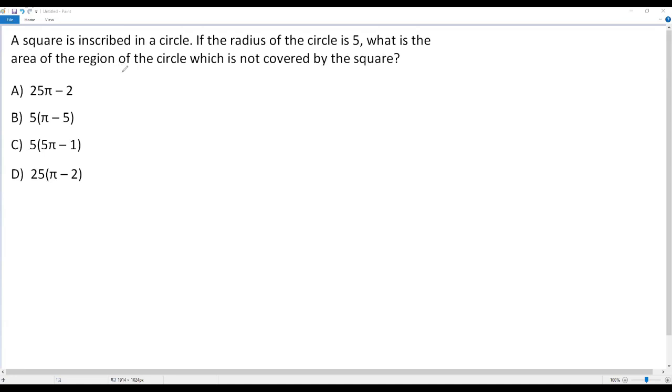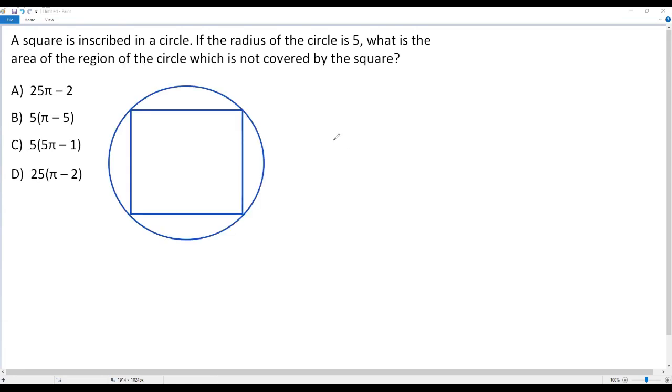Okay, first let me draw a figure from the given information. Here we have a circle and a square is inscribed in a circle. Whenever a square is inscribed in a circle, all the four vertices of the square must lie on the circle, and also the diameter of the circle must be equal to the diagonal of the square. So I have drawn the diagonal of the square, and the length of the diagonal of the square is equal to the diameter of the circle.